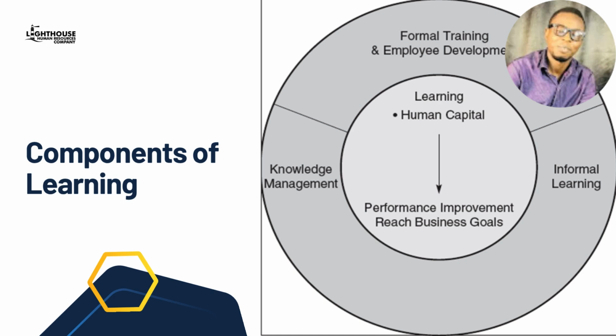Now, there are various ways that this training can come into play. It can come in the form of formal training. It can come in the form of informal learning or informal training, or it can also come in the form of knowledge management. Now, formal training or employee development is the part where you have to go through a structured learning environment.